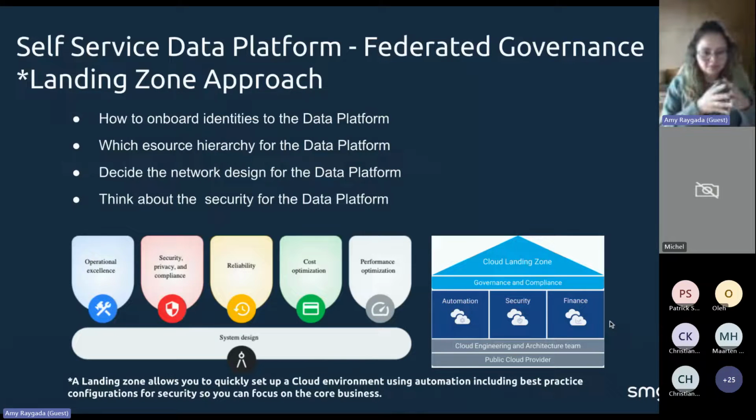So we created our self-service data platform and federated governance landing zone approach. So basically, we onboarded the identities, ensured the hierarchy of the data platform, worked with the network design, and did all the security for the data platform.